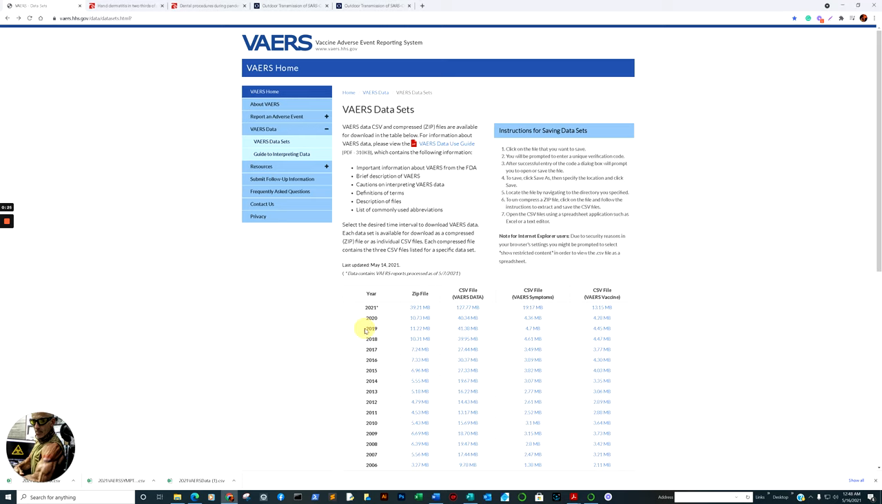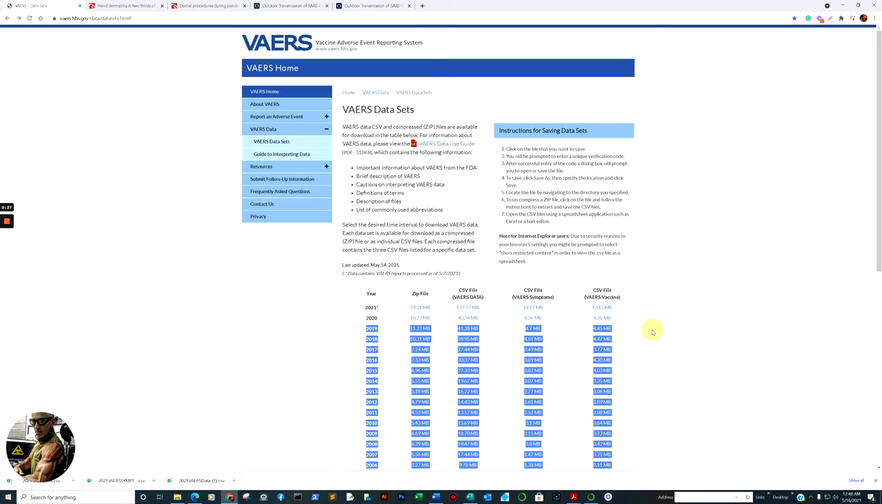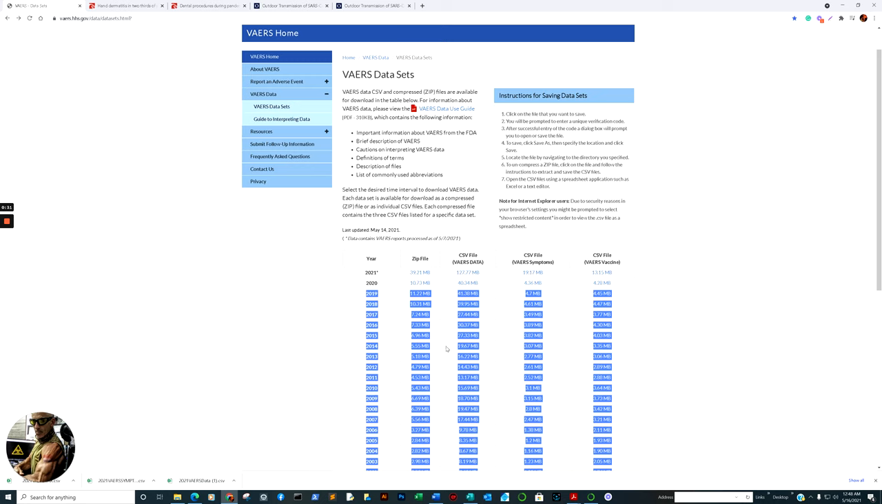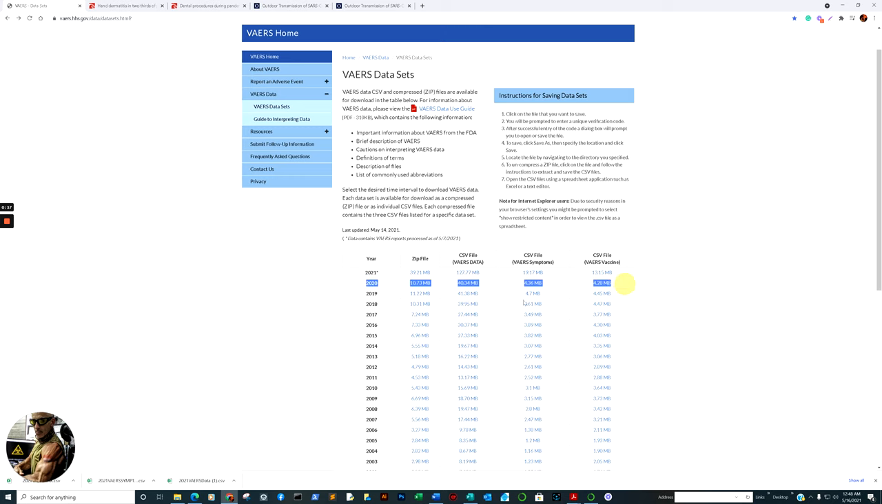Now, here's the data. Let's highlight the whole thing. There's your file sizes. All right. Now let's look at 2020. Let's look at this particular file size right here: 40.34 megabytes. It's 2021: 127.77 megabytes. Now, keep in mind, the first is for the entire year of 2020.